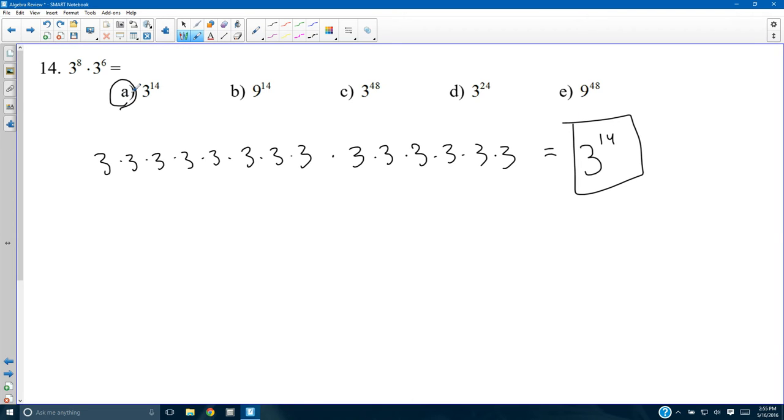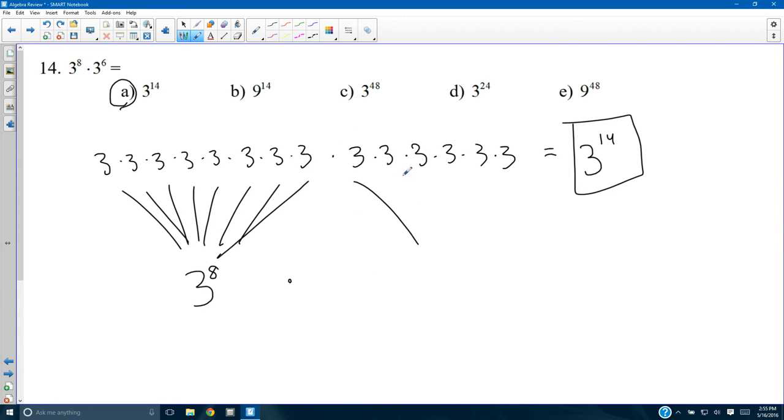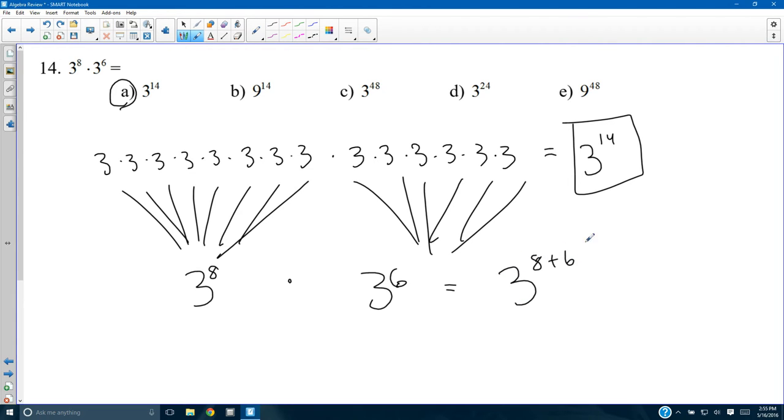Was that the easiest way to do that? No, there's an easier way. This is 3 to the 8th. The exponent describes how many times 3 is being multiplied together, 8 times, and it's multiplying with 3 being multiplied together 6 times. Some people might think, 8 times 6, it's 48. But you're not multiplying those numbers. Those numbers determine how many times the number is being multiplied, so you add them together. That's the easier way. Just add these two together.